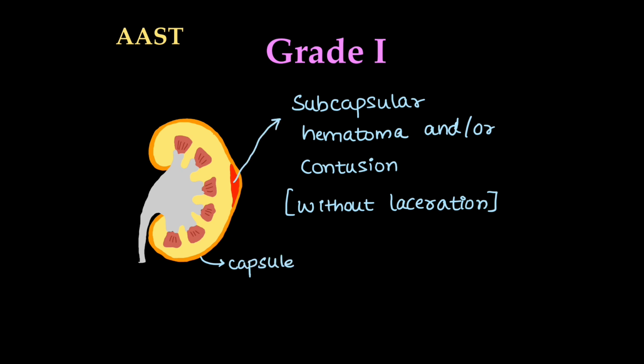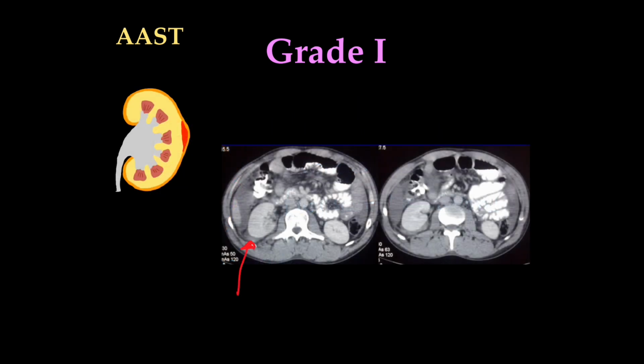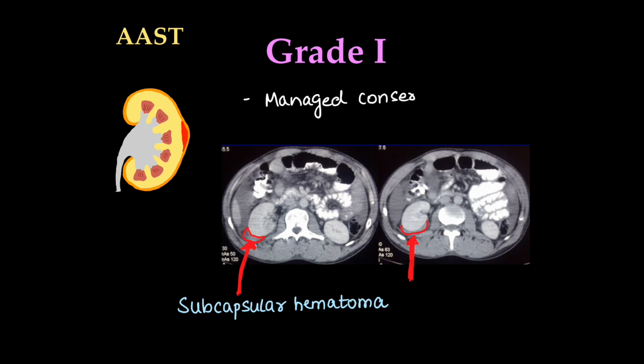Here is the capsule, here is the subcapsular hematoma. We'll see how it looks on CT. In CT we can see the renal parenchyma intact, enhancing well. We can see the subcapsular hematoma surrounding the posterior aspect of the kidney. This can be managed conservatively.